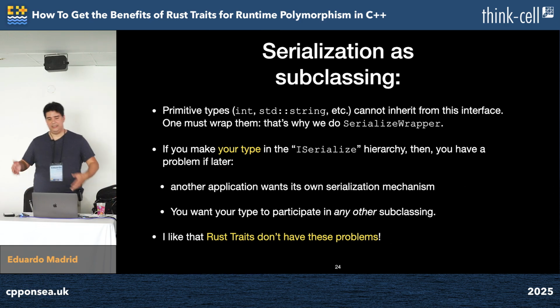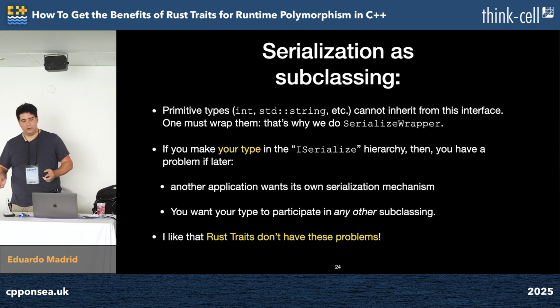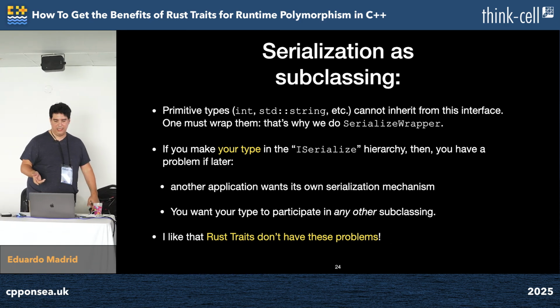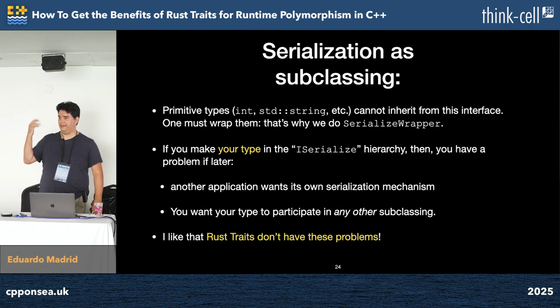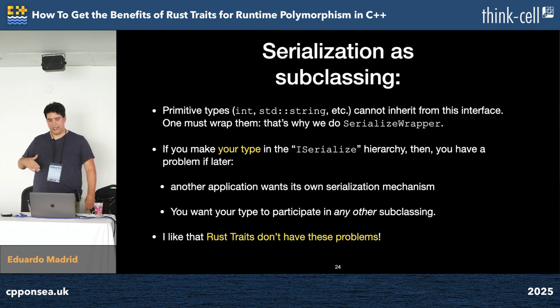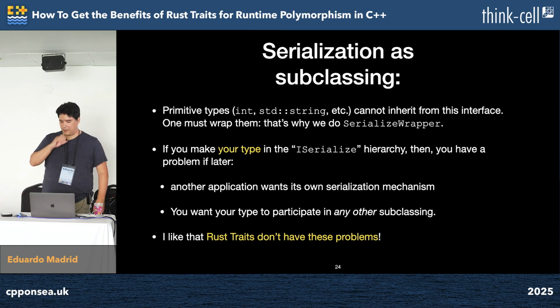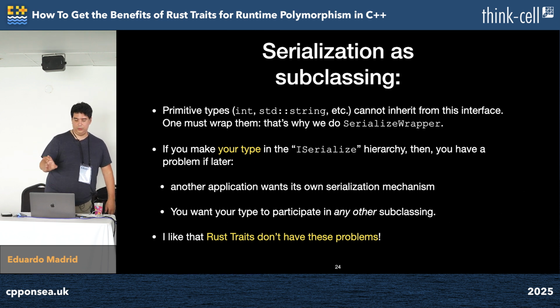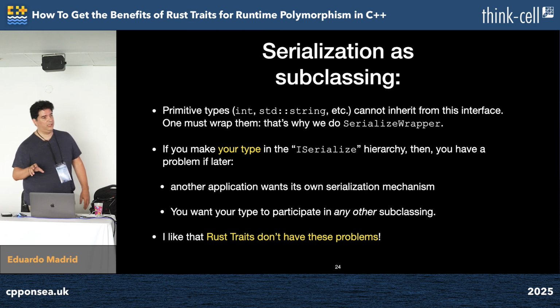So what is it that we can see here? We already saw a problem, which is that primitive types such as integer, or types that are not primitive but are not ours to play with, like for example a standard string, cannot inherit from this iSerialize interface. One must wrap them. That's why we do serialize wrapper. Now, let's say that you have your own type and you make it inherit from the interface for serialization. Then you open yourself to two types of problems, or many more than two, but at least two that I want to talk about because Rust traits don't exhibit that issue.